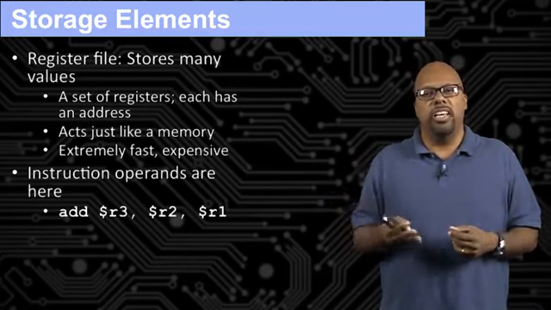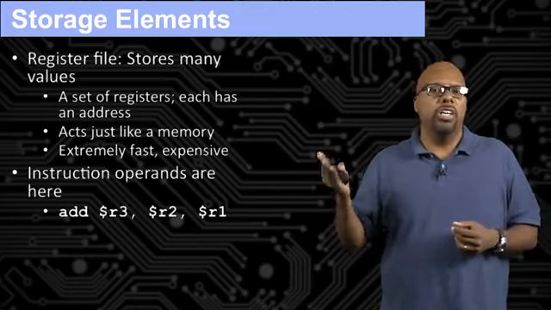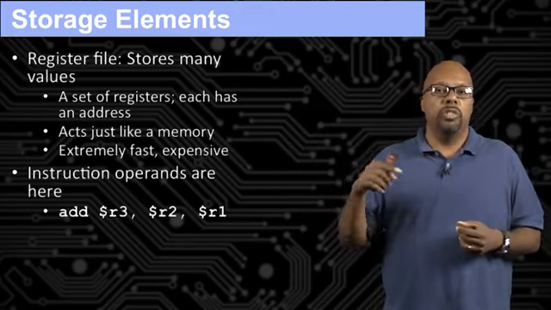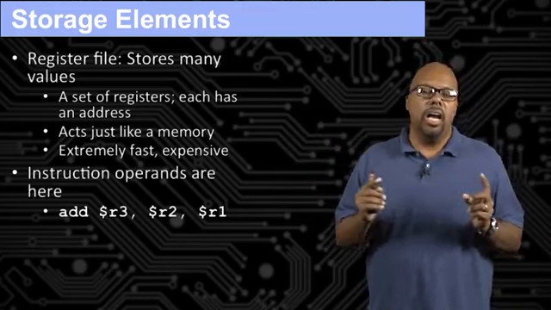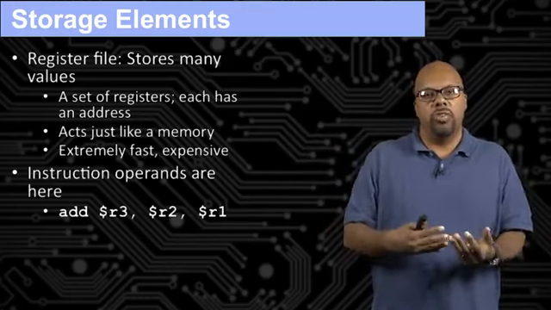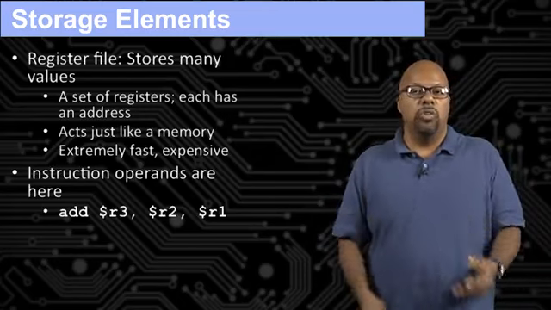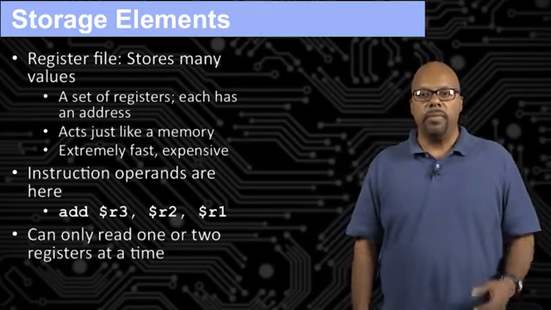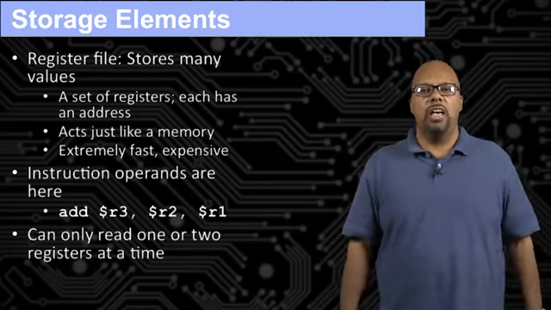So what this instruction does is it takes the contents of register R1, the contents of register R2, adds them together, and puts the result in register R3. Commonly, these microcontrollers read data out of registers and put results into registers. Because they're fast, you want to work with registers all the time if you can. You can only read one or two at a time.